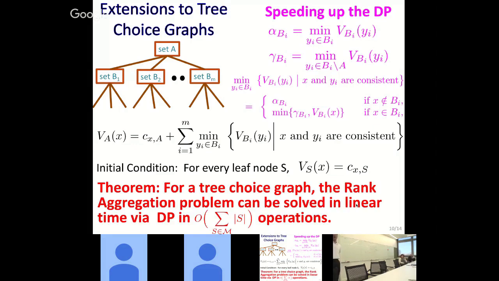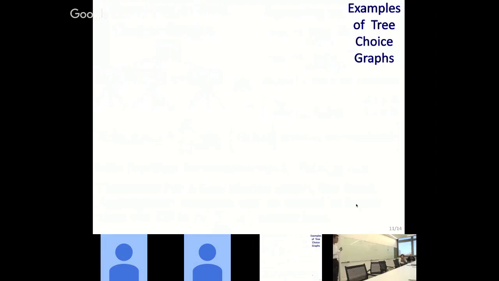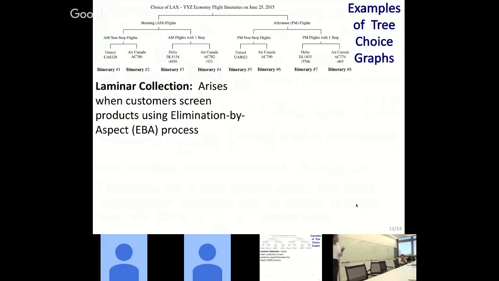So for tree choice graph, the aggregation problem can also be solved in linear time, where it's the total cardinality of every set in the collection. This is how many parameters you have in your optimization to begin with. And let me give you examples of collections of subsets that result in a tree choice graph. So one is what we call a laminar collection.